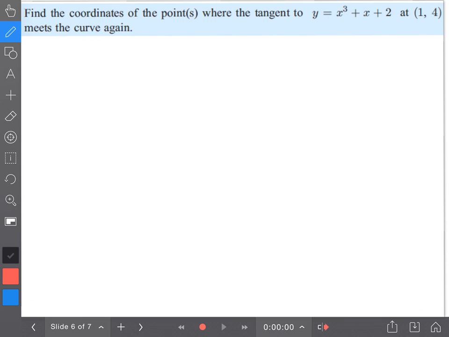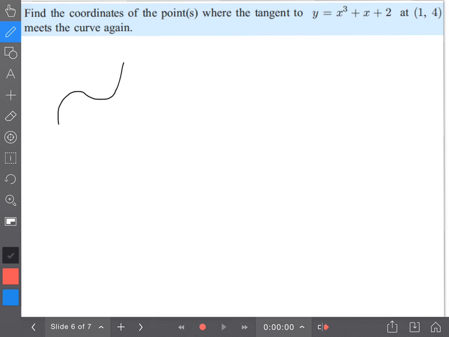Let's work another question. Find the coordinates of the points where the tangent to y equals x cubed plus x plus 2 at 1, 4 meets the curve again. Okay, so we've got a cubic function. We know what a cubic function looks like. A cubic function looks like this. Now obviously that's not perfect. It's actually rather horrible. It shouldn't be vertical like that, but anyway, it doesn't matter.